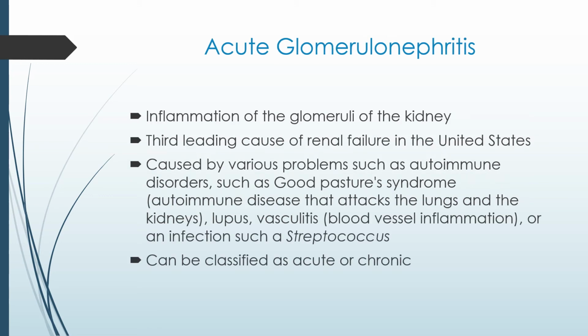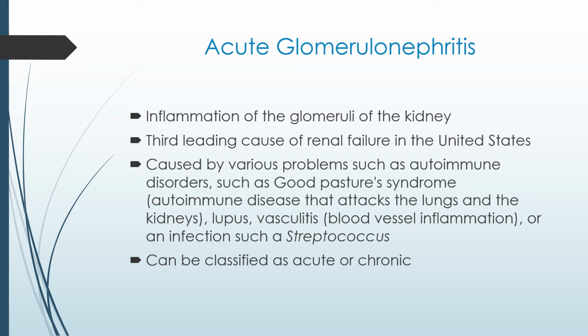So, ladies and gentlemen, we are going to talk about acute glomerulonephritis. It is inflammation of the glomeruli of the kidney. It is the third leading cause of renal failure in the United States, so it's pretty common. It is caused by various problems, such as an autoimmune disorder, such as Goodpasture's syndrome, and this is an autoimmune disease that will attack the lungs and the kidneys. It is also caused by lupus, vasculitis, or an infection from staph.